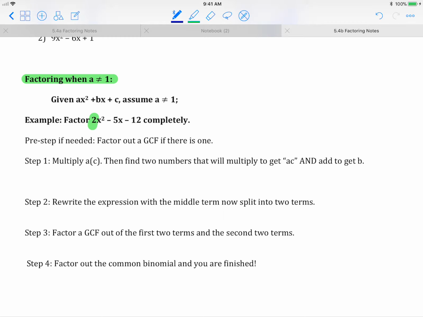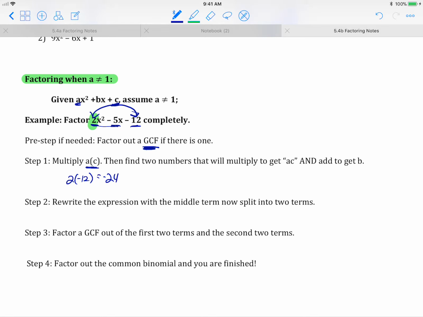So we are going to factor 2x squared minus 5x minus 12 completely. So pre-step, if needed, factor a GCF out. And I've told you guys that, that should always be your first step. Well, 2, -5, and -12 do not have a greatest common factor other than 1, which we don't really consider a greatest common factor because it's an identity. So we're going to go ahead and get started without factoring out a GCF. So the first thing you're going to do is multiply a times c. So these outside two terms, knowing that that's a and that's c, that's your a times c. So 2 times -12 is -24.